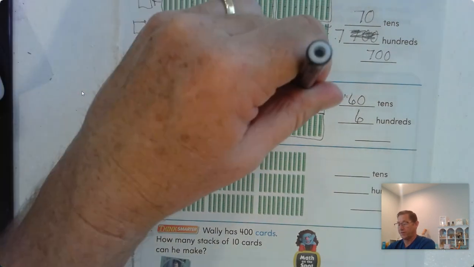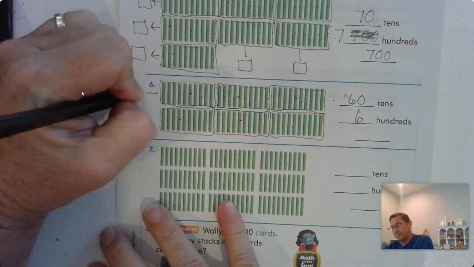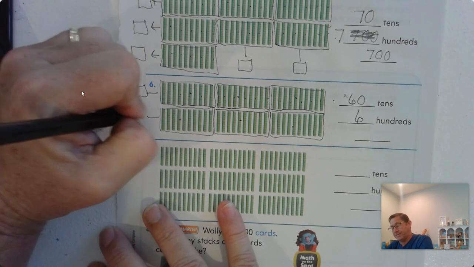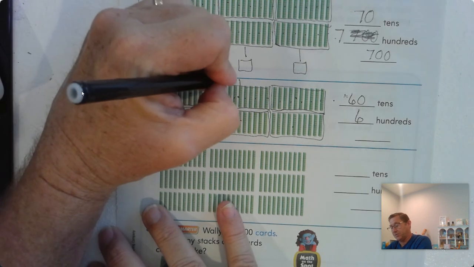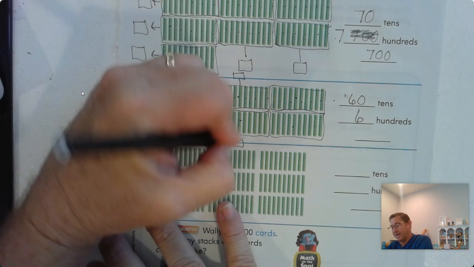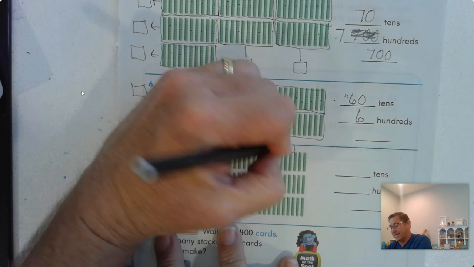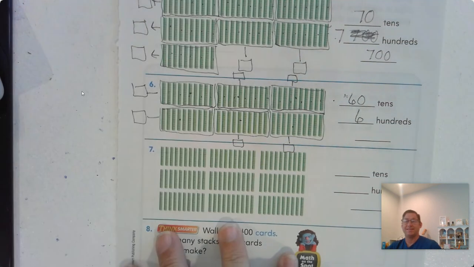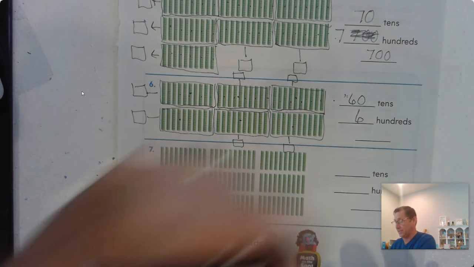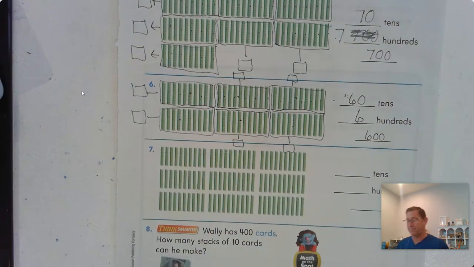100, 200, 300, 400, 500, 600. Every set of 10 tens is 100. And in this case, we had 6 sets of 10 tens, which gave us 60 tens. So 60 tens is 600s. Okay.